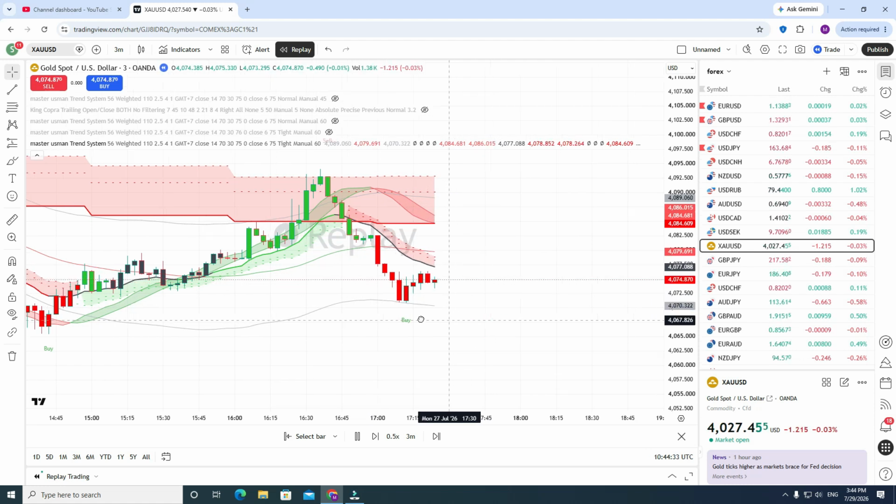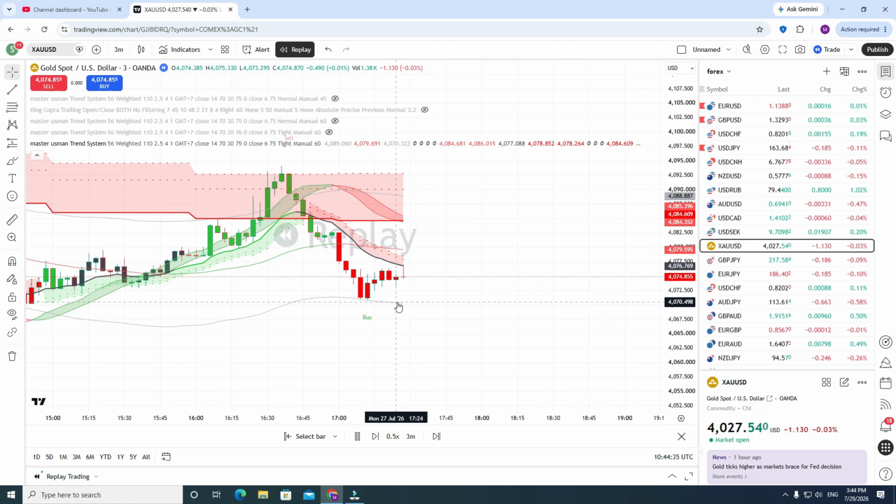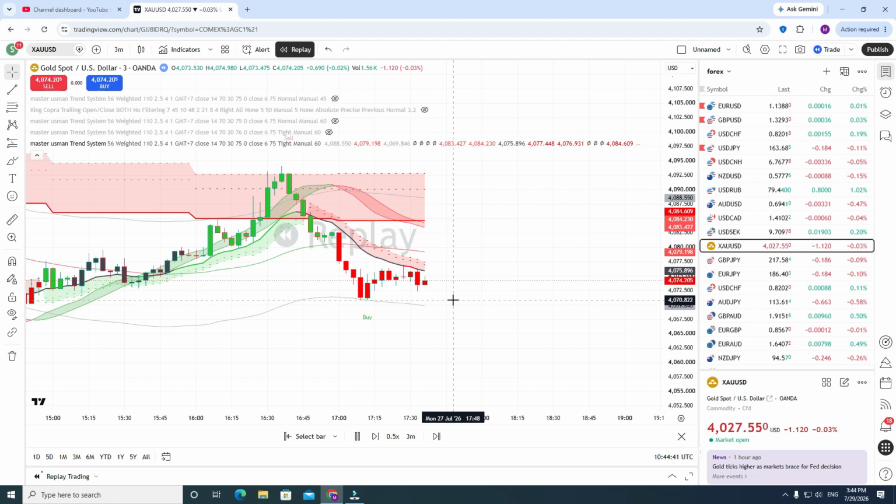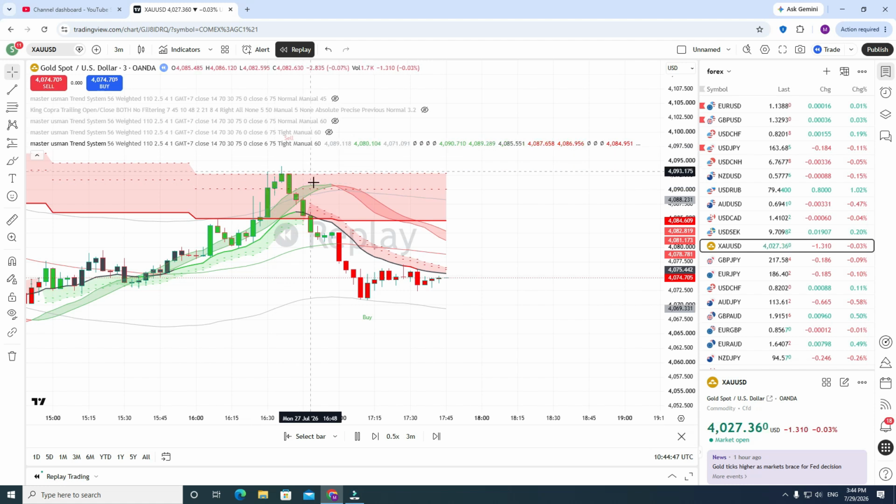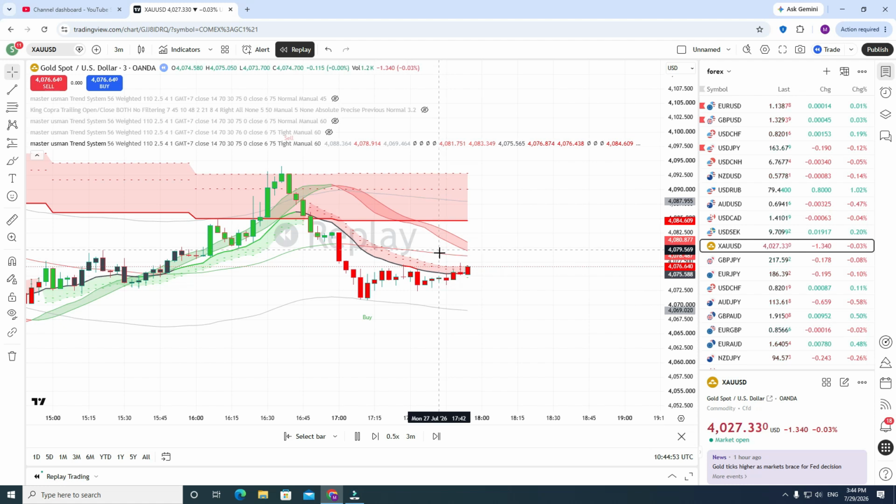If you want, you can wait some more time until the candle closes upside from the EMA line. Just wait, and the band line is also non-repainted. RSI is non-repainted, and the trend cloud is also non-repainted.